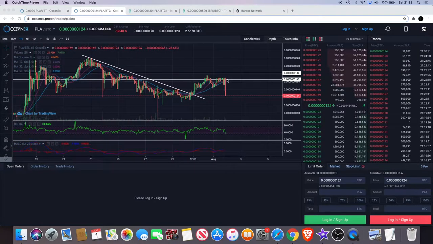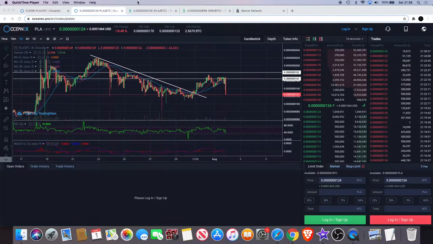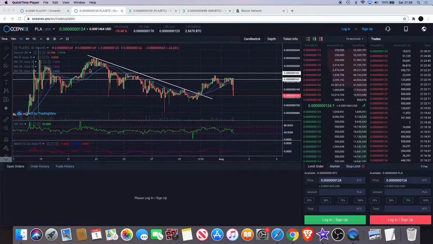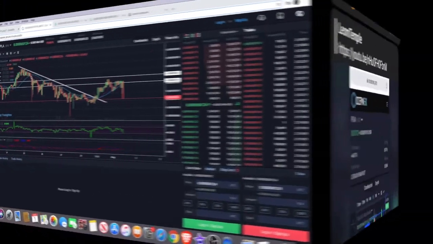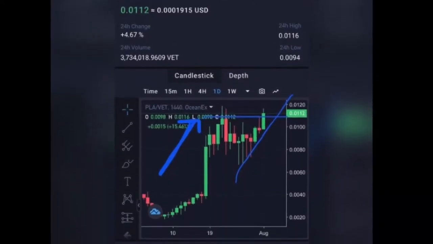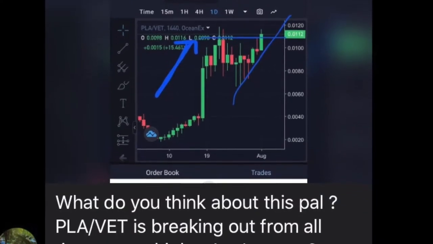I did warn that if it doesn't push through this barrier, it could see a drop to the downside. I also got a message in the Telegram group where these guys are constantly slamming my TA and telling me how wrong I am, and you can't do TA on Plair because it's a low liquidity coin and all that sort of rubbish. Alright, I'll try and find a few pictures that I can post up for you while I'm talking. But they also pointed out the Plair VET chart to me and told me that there was going to be a breakout, that it was breaking out.